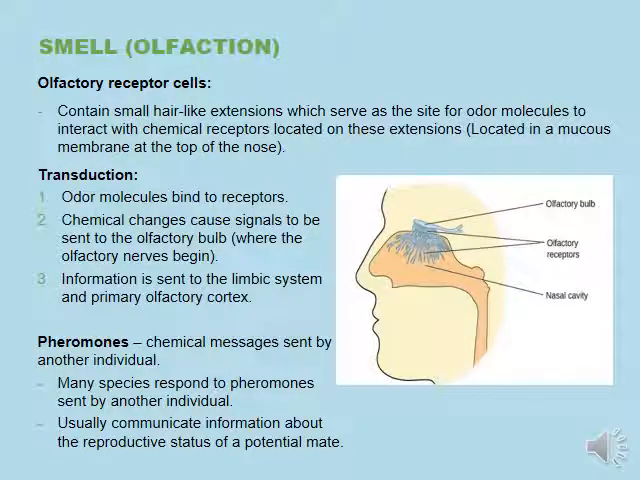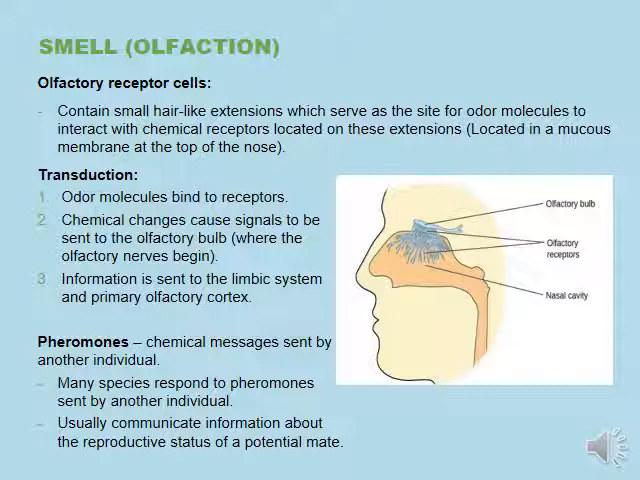So here is the olfactory, smell, portion. Again, we have olfactory receptors. They contain small hair-like extensions and are located in a mucous membrane at the top of the nose. So again, all of this helps us in terms of our ability to smell and differentiate between those different smells. So again, when you look at the transduction aspect, the odor molecules bind to receptors.